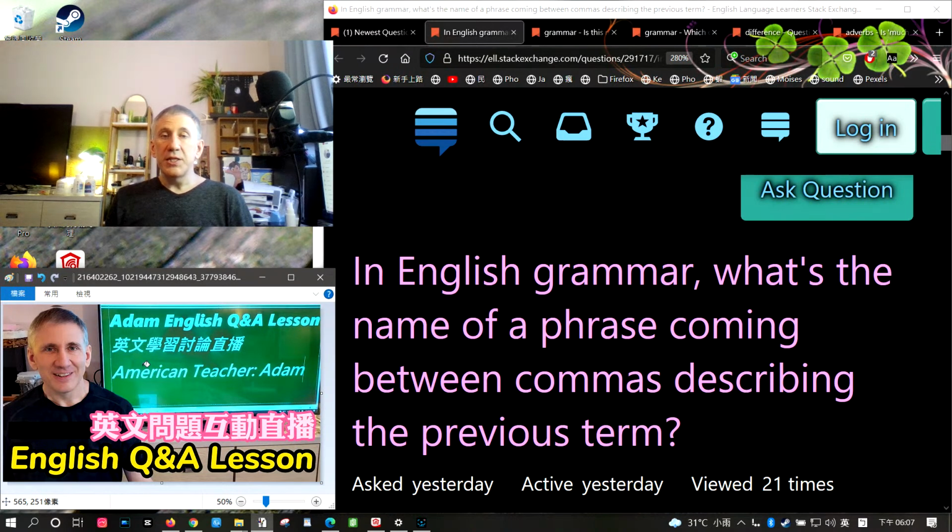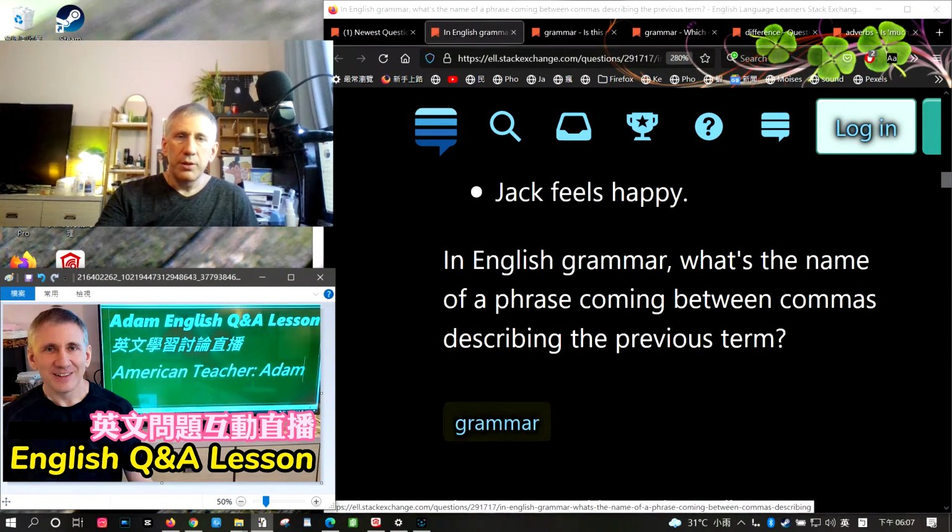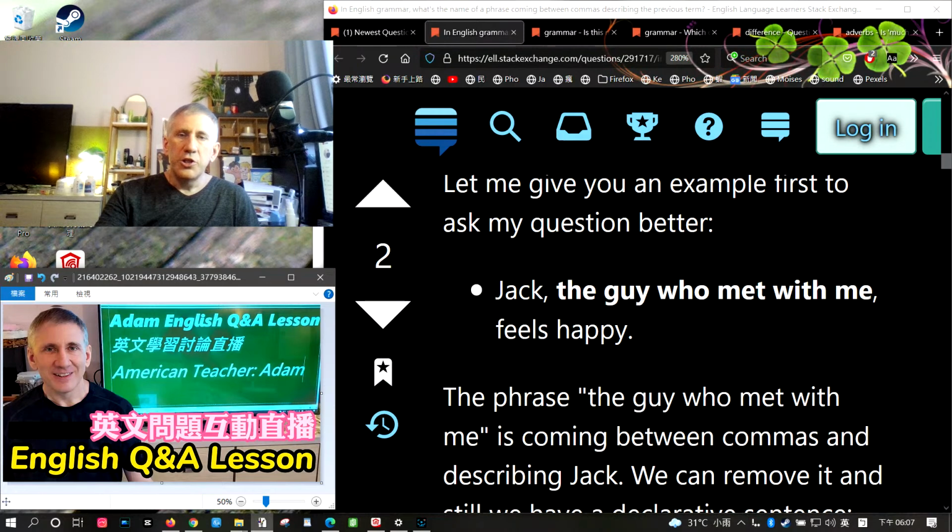The first one says, in English grammar, what's the name of a phrase coming between commas describing the previous term? And the person gives an example: Jack, the guy who met with me, feels happy. So the phrase, the guy who met with me, is called a relative clause. Relative clauses give more information about the subject, in this case, Jack. There are two main types of relative clauses.